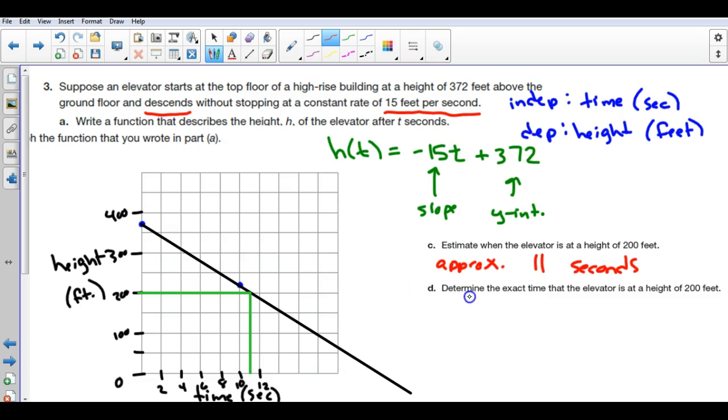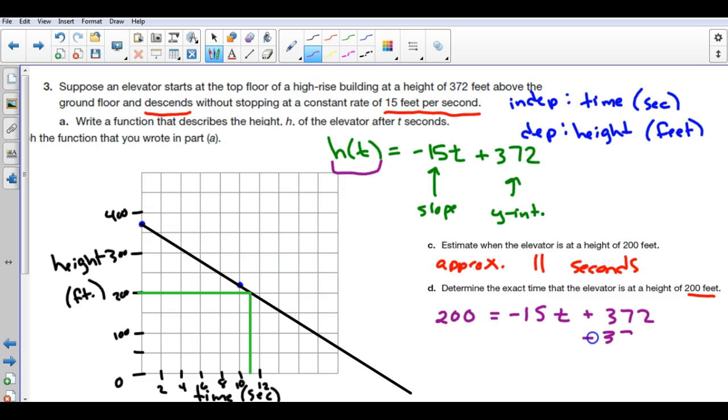So for part D, it says determine the exact time. So in order to determine the exact time, instead of using the graph, we're going to use algebra, which means we're going to just use our equation here, our function. So if I am given a height of 200 feet, what I want to do is work backwards. So I want to substitute 200 in for h of t on the left side of my function, and notice that my variable t is what we would be solving for. So I want to know when the elevator is going to reach 200 feet.